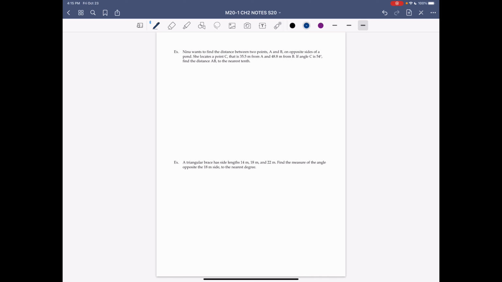Let's try some word problems next. The first thing we should do is write down the cosine law for solving for a side and for an angle so that we have them. Let's put those at the top of our page.